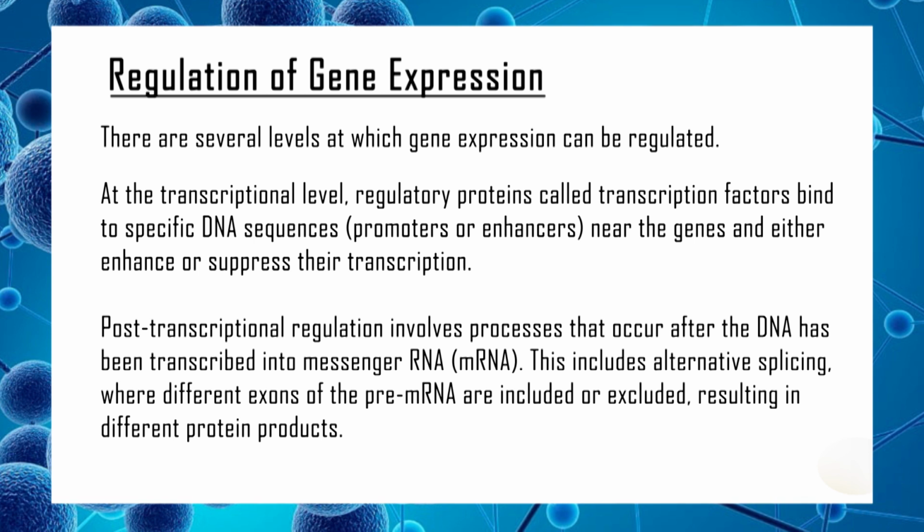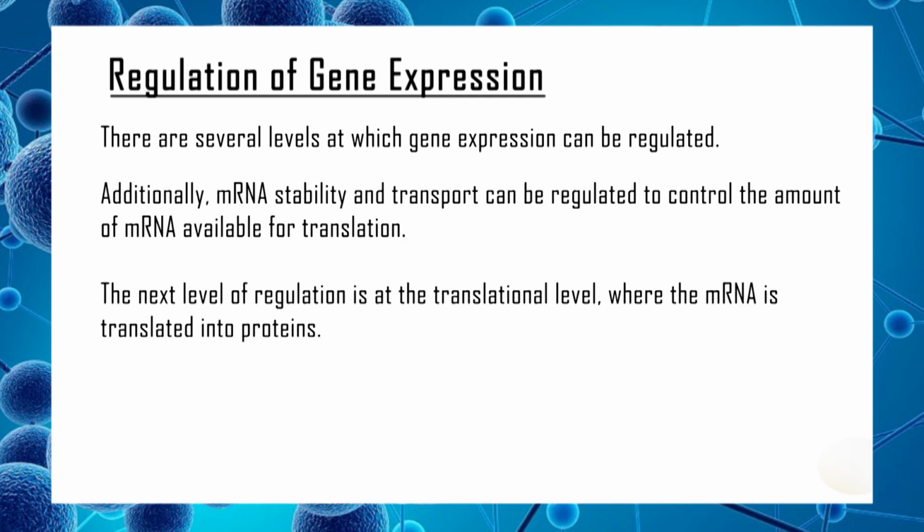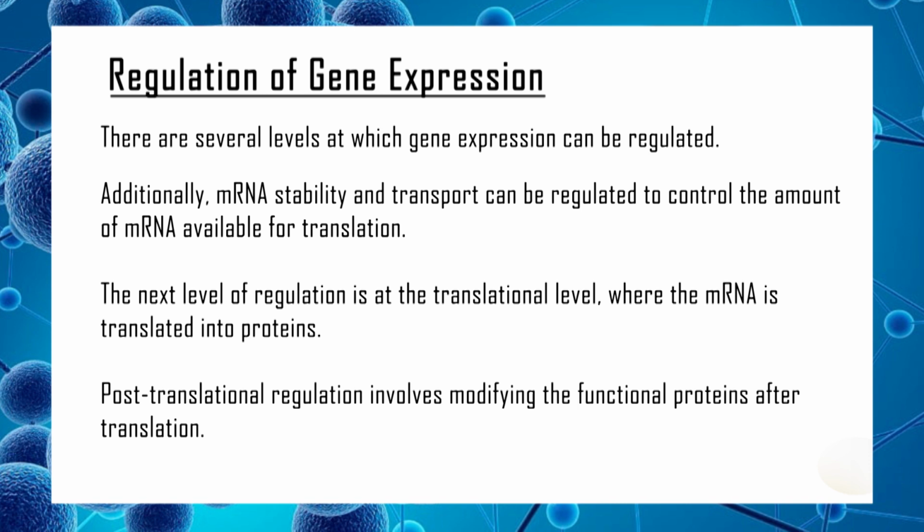Second is post-transcriptional regulation, which involves processes that occur after DNA has been transcribed into messenger RNA. These include alternative splicing, where different exons of the pre-mRNA are included or excluded, resulting in different protein products. Third, additionally, mRNA stability and transport can be regulated to control the amount of mRNA available for translation.